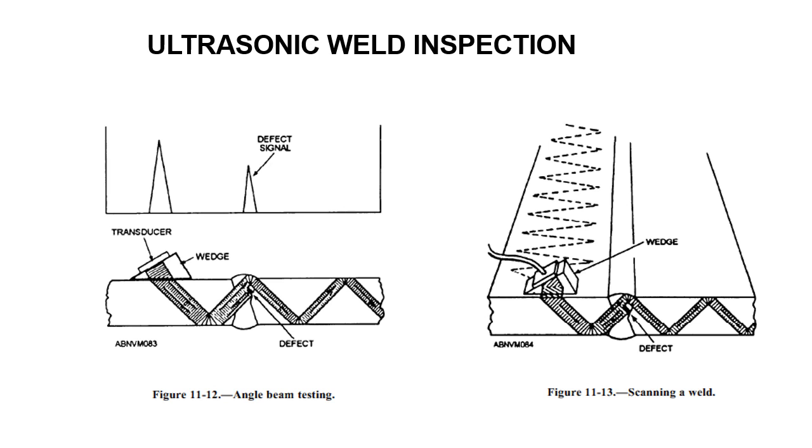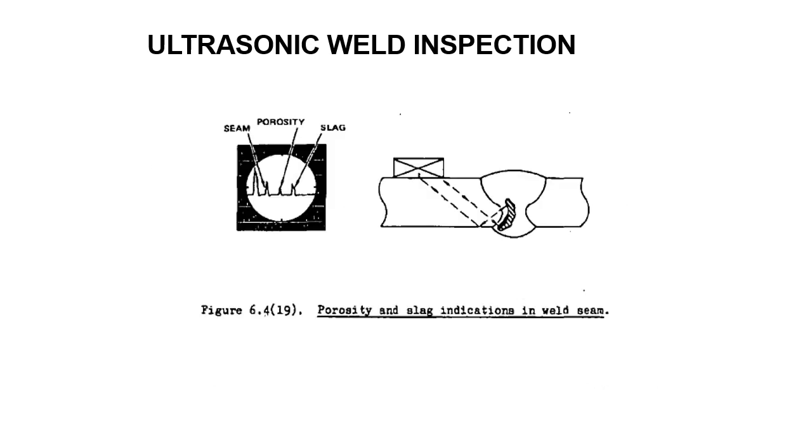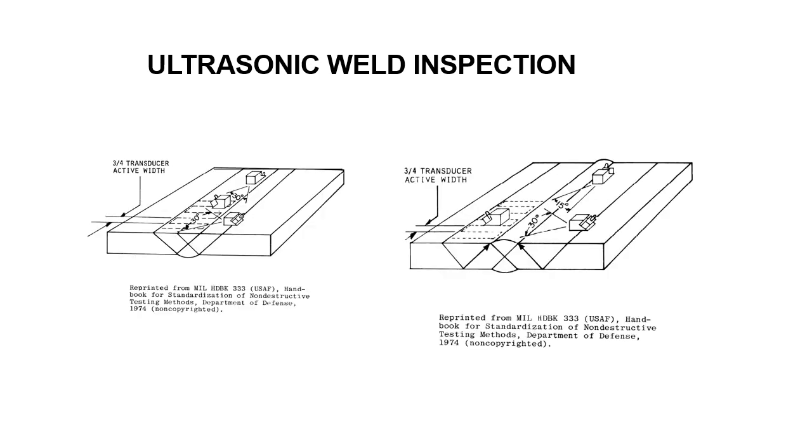You've got the transducer, you're sending sound into the plate and the weld, and then here's a porosity and slag indication in a weld seam. You can see it's showing up on the CRT, vintage 1985, but it gives you an idea of how ultrasonic testing works and how defects are found.